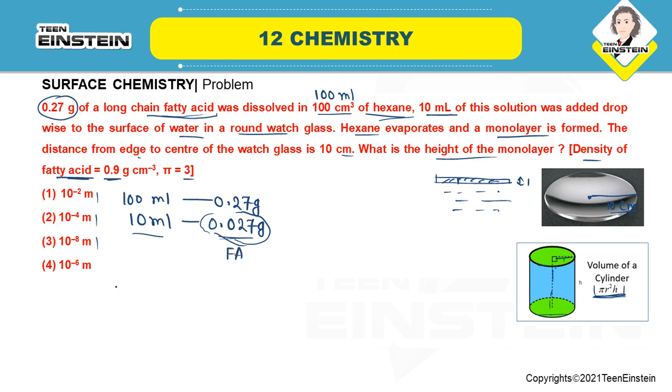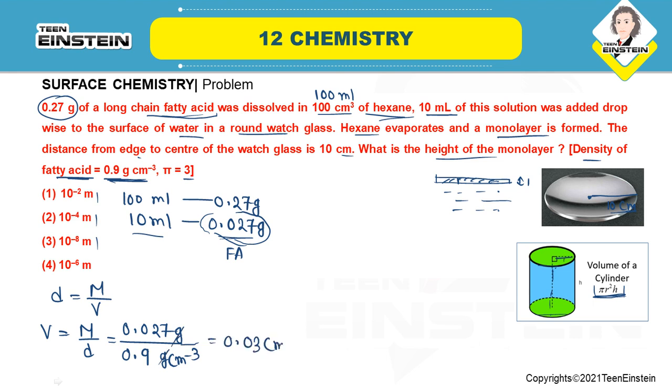We know the density. So from the formula density equals mass by volume, we can easily find the corresponding volume. So volume is m by d, mass by density: 0.027 gram divided by the density given in the question, 0.9 gram per centimeter cube. Gram will cancel and the value is 0.03 centimeter cube. So now you know the volume of this long chain fatty acid which is present in 10 ml of hexane solution.